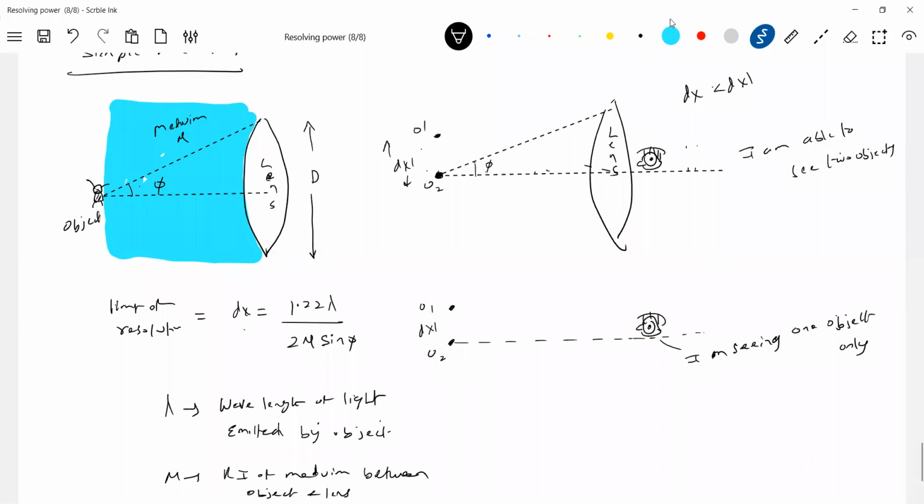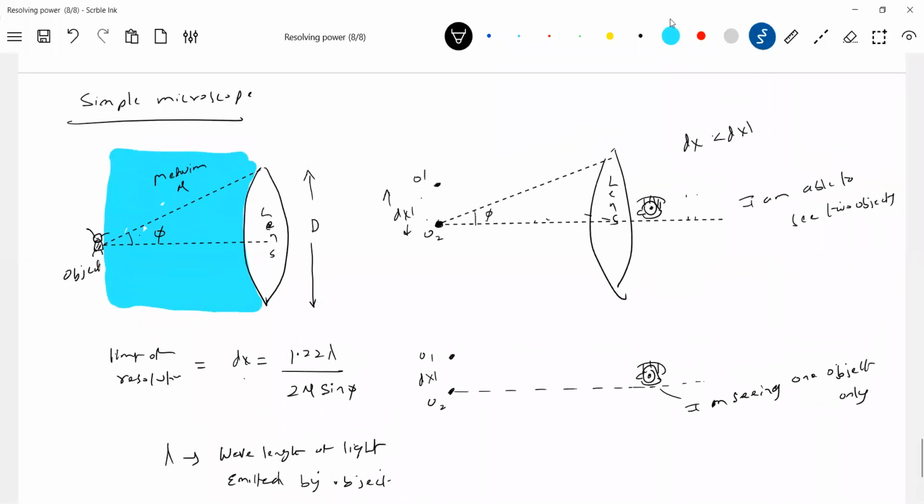So when will the eye say yes after using the lens? Only when the limit of resolution provided by the lens is less than that of the dx, that one dx dash, then it says yes, I'm able to see now. If he removes the lens, he says that I'm unable to see it. Like this, for a simple microscope, we define the reciprocal of this as the resolving power.